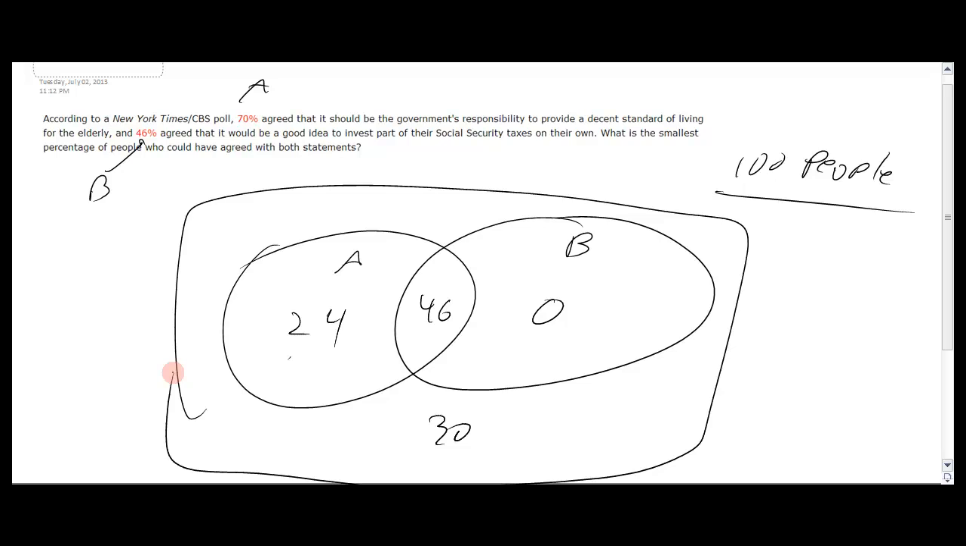So there you go. So therefore, what's the greatest number of people that could go in this middle? 46. Because if we try to do, let's say, 50, that wouldn't work, because now there's too many people in our B bubble. So it's got to be 46. Okay, I hope that helps with those problems.